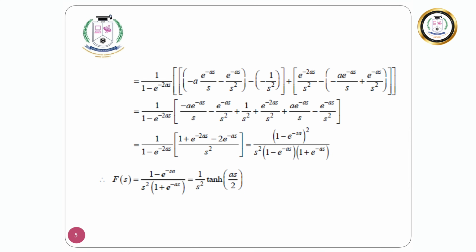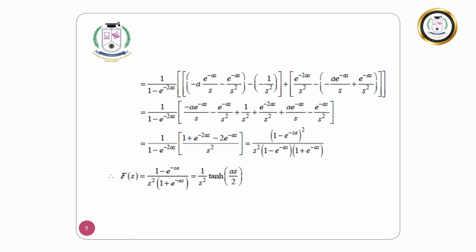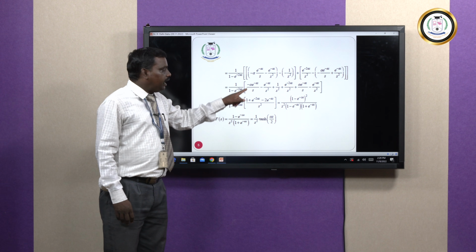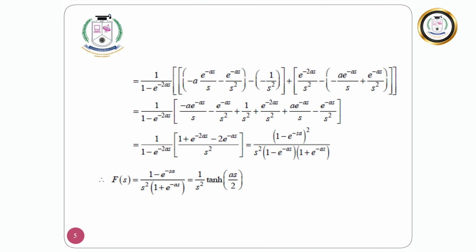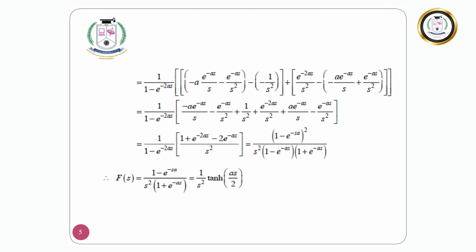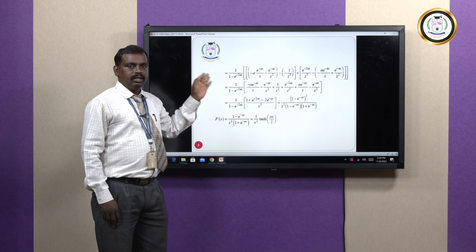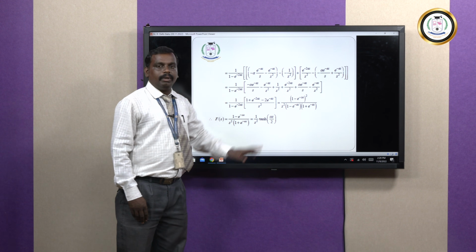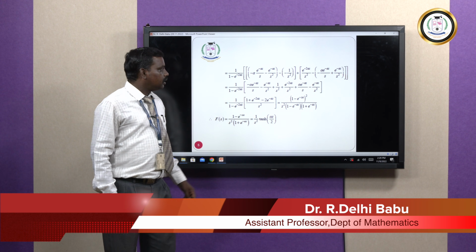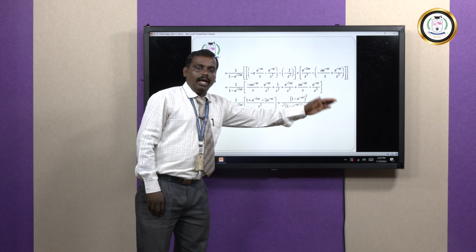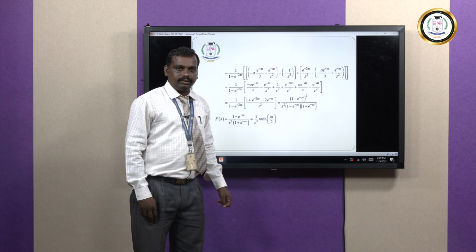Now I will apply the limits in the next slide, that is 1 by 1 minus e power minus 2as into, I will apply upper limit first, t equal to a, we will get minus a e power minus as by s minus e power minus as by s square, that is your upper limit. When I substitute t equal to 0, it will become 0 for the first term. Hence I have only second term minus 1 by s square. This minus sign is for the lower limit, before that we will put minus sign, plus again apply upper limit t equal to 2a, first we will get e power minus 2as by s square.